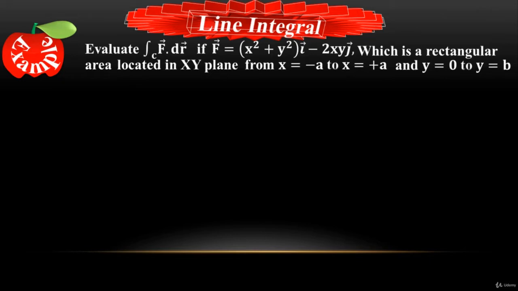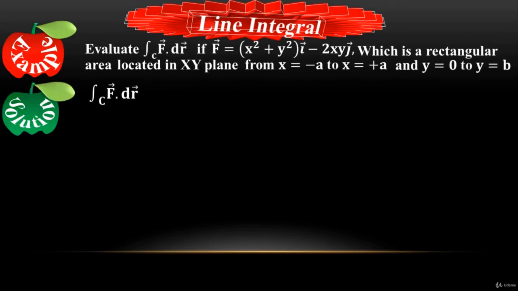The question says that there is a rectangular area which is located in the xy plane with a range from x equals minus a to x equals plus a and y equals 0 to y equals b. So I'm going to find the line integral of that surface. Solution. The formula of the line integral is here, which is integral sub c of vector f dot product dr.